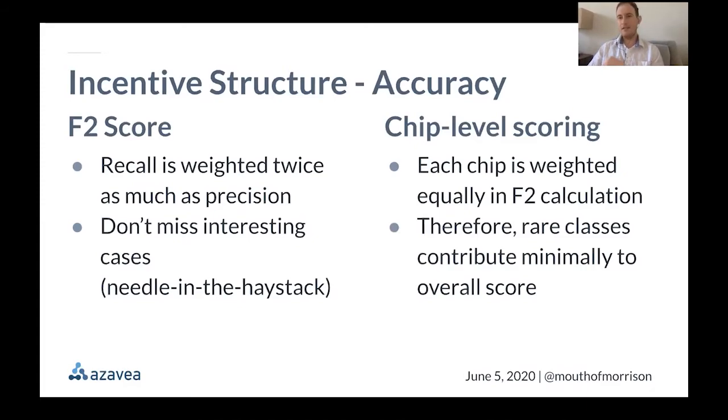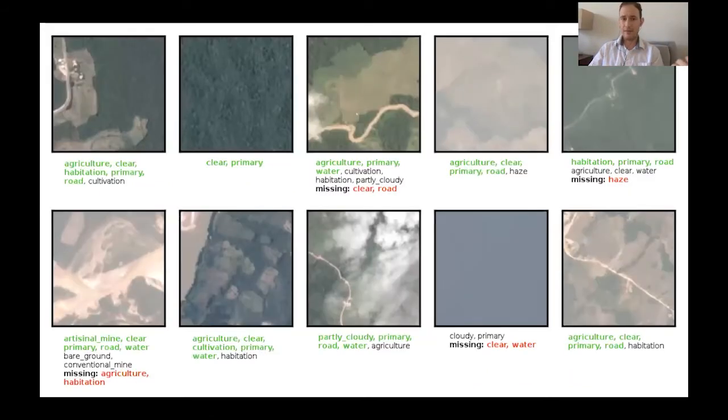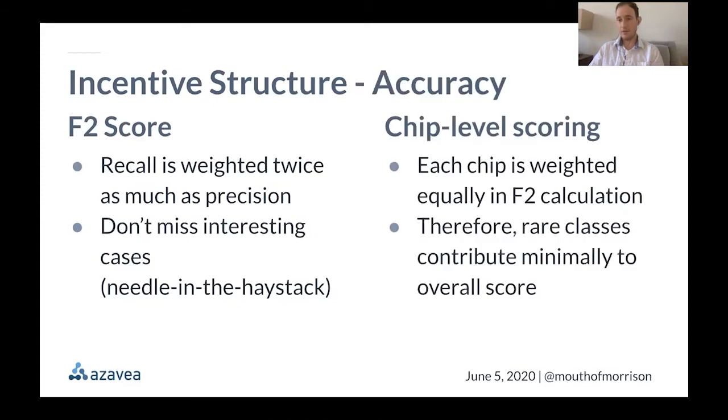But they decided to score it at a chip level. So there are thousands or tens of thousands of chips, and the predictions on each are weighted equally. That means the rare classes constitute a much smaller percentage of overall chips than the very common classes. If we go back, things like clear, primary, meaning it's forest, there's nothing there but forest. It's not that useful to detect that, because we know that the majority of the Amazon is just covered in forest.